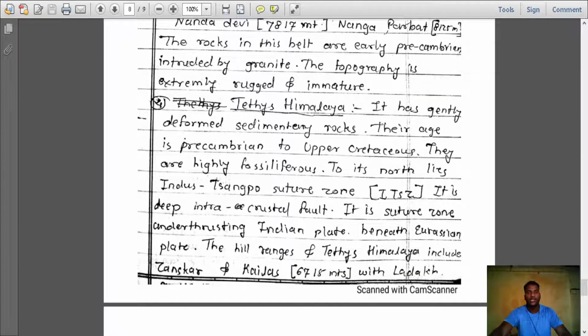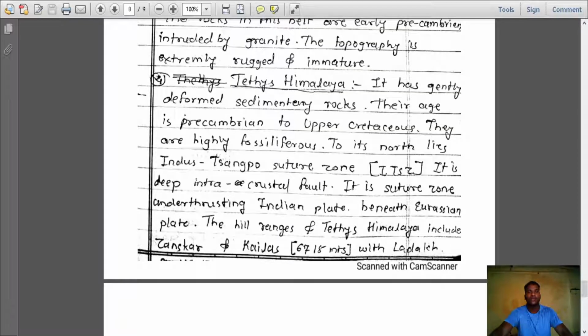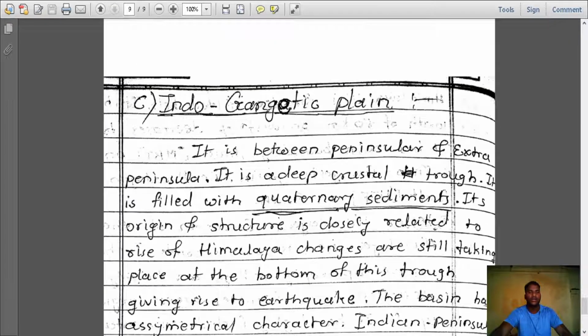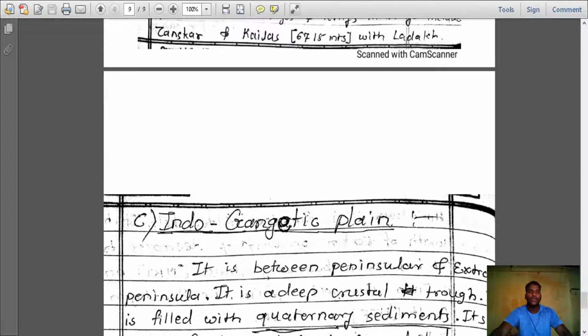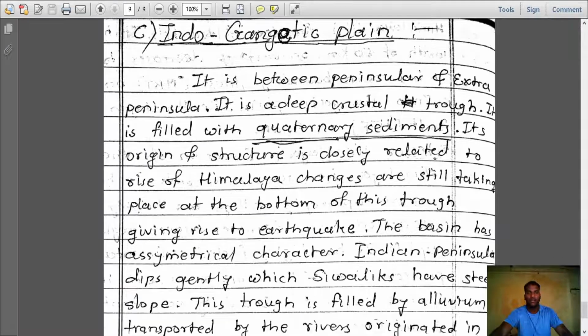The hill ranges in Tethys Himalaya include Zanskar and Kailas, 6715 meter, with Ladakh. This is about extra peninsula, and the last one is the Indo-Gangetic plain. It is between peninsular and extra peninsula. It is a deep crustal trough. It is filled by Quaternary sediments.